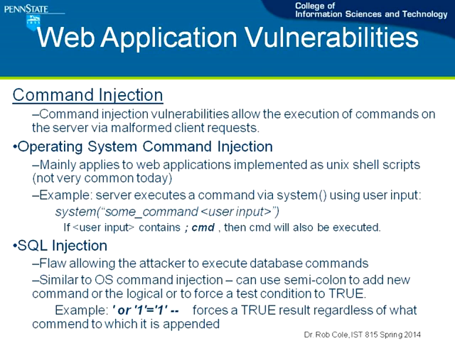Command injection vulnerabilities allow the execution of commands on the server via malformed client requests. One type of injection is operating system command injection. This mainly applies to web applications implemented in Unix shell scripts, such as Bash or Perl, and is not very common today. Such scripts might execute a shell command using the system command with arguments based on user input. Because Unix allows for multiple commands to be submitted on a single line, using a semicolon to delimit them, it is possible to inject a second command by including a semicolon and the text for the desired command in the input field.